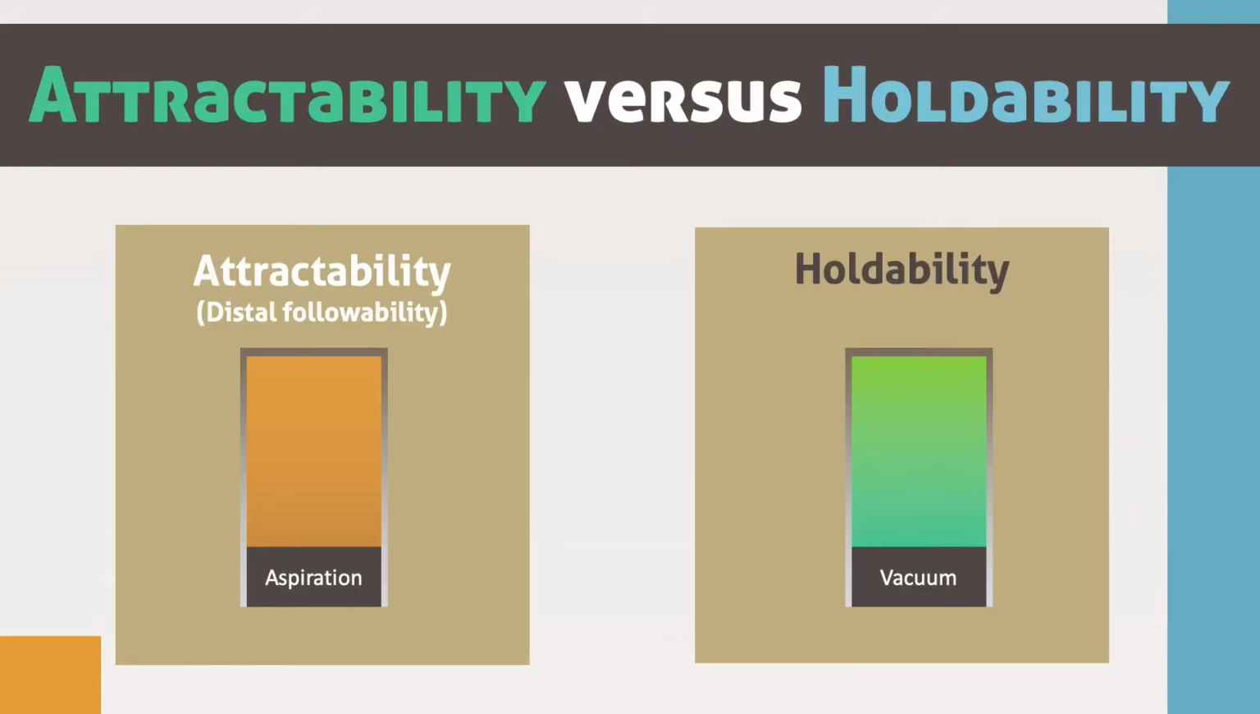Aspiration controls mainly the flowability, which is the movement of the nucleus toward the phacotip, whereas the vacuum is the one responsible for holding the nucleus. So we have flowability, which is related to the aspiration, and holdability, which is related to the vacuum.